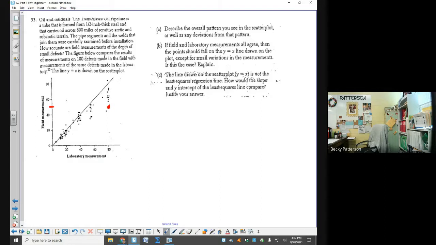Describe the overall pattern. Okay, pattern. What are you supposed to talk about when I ask you about pattern? Is it linear? Yes. Linear-ish. I mean, it's not great, but yeah, linear-ish. What else? Positive. Don't just say positive. Tell me as this goes up, so does this. Good. Okay.